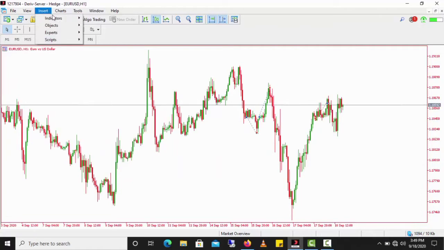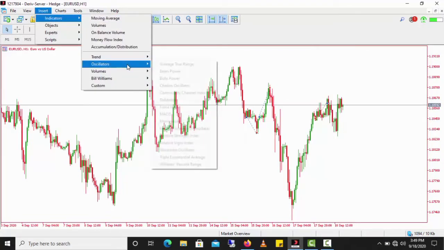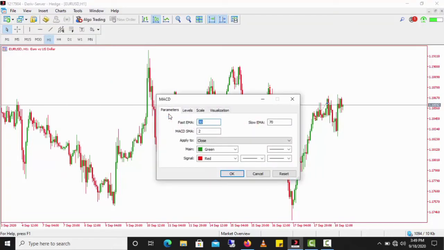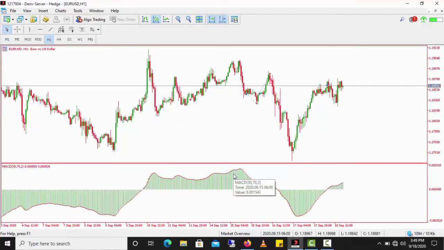So the first indicator we need to add here is the MACD. Take note of your MACD value: it is 30, 72. That is, your fast moving average is 30, the slow moving average is 70, and then the MACD value is 2. Add it.